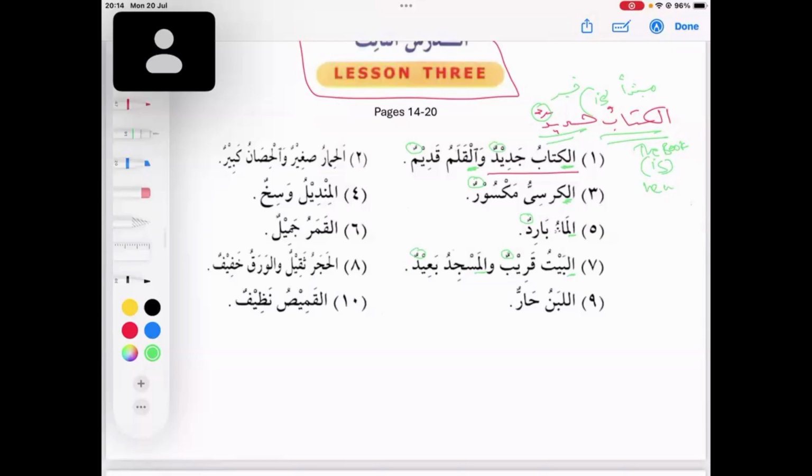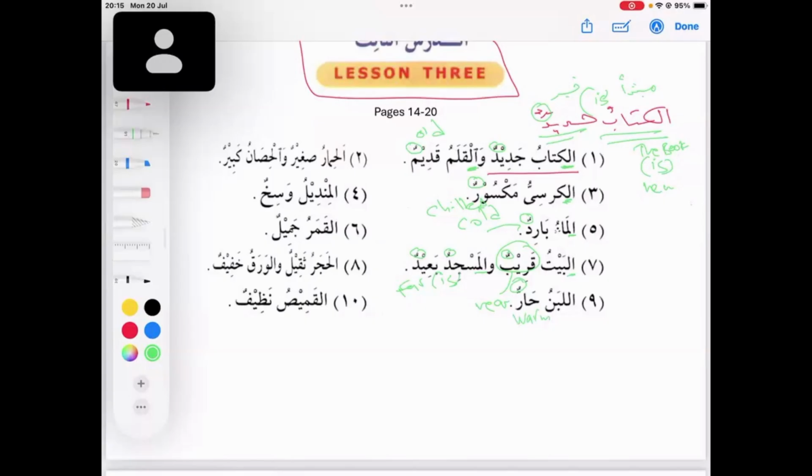Wal-qalamu qadimun, the pen is old. Al-ma'u, the water is baridun, cold. The house is qarib, near. In Arabic, the word qarib means near. Allah Azza wa Jalla says in the Quran, "Inna rahmata Allahi qaribun min al-muhsinin," indeed, the mercy of Allah is near to the good-doers. Al-ba'idun is far. Al-labanu, the milk, harun is what? The milk is warm.